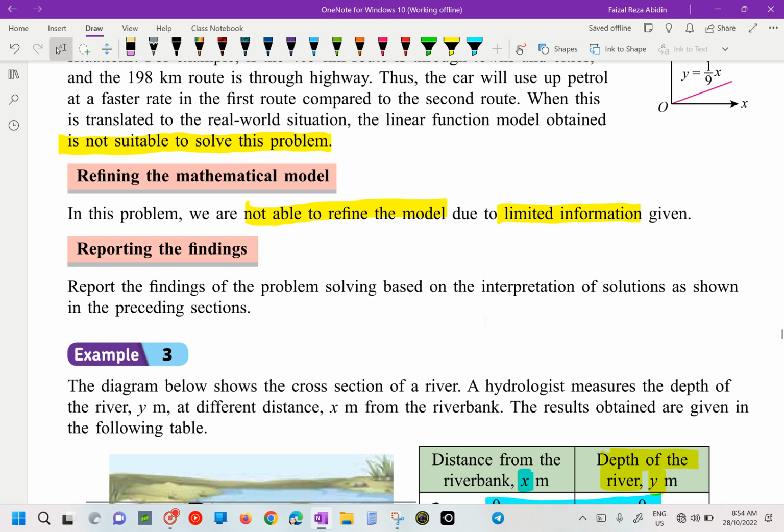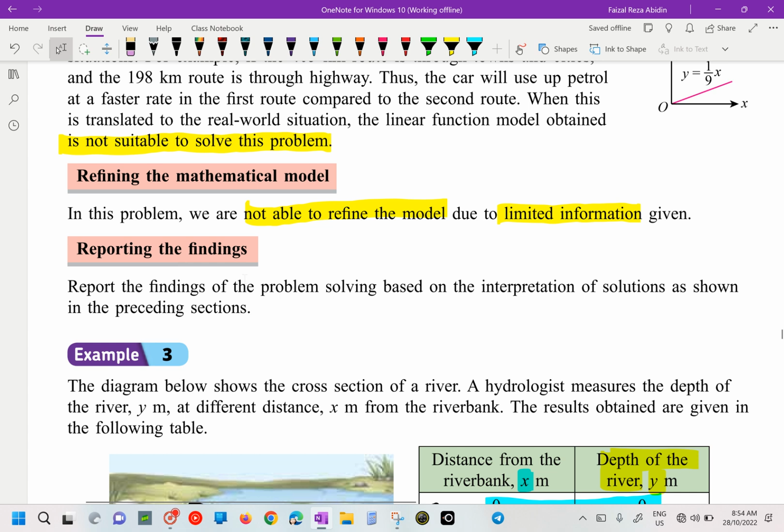Saya tak kata pun tiru. So just here we are going to say we are not able. Ni salin. Saya tak kata tiru. Saya kata salin. Okay, we are not able to refine the model due to limited information given.